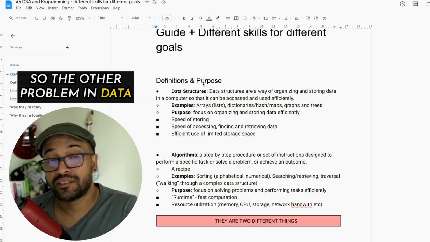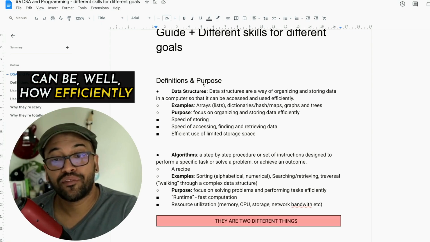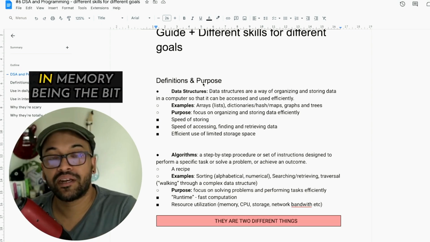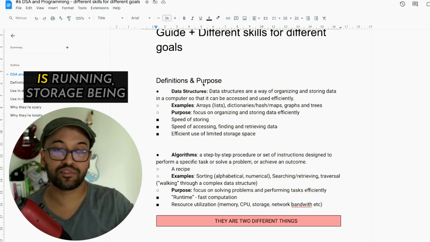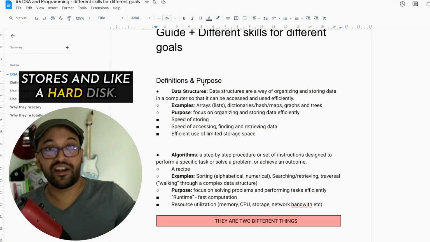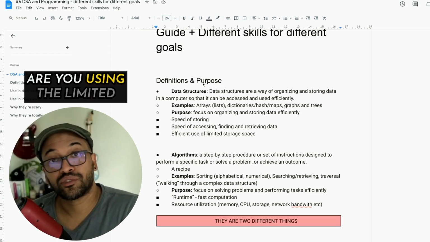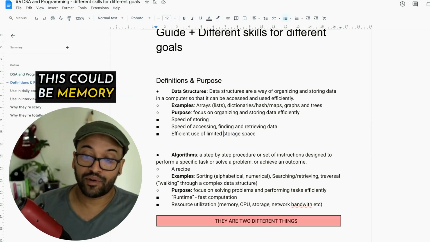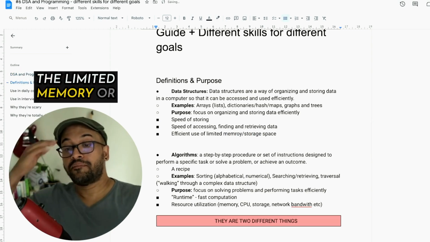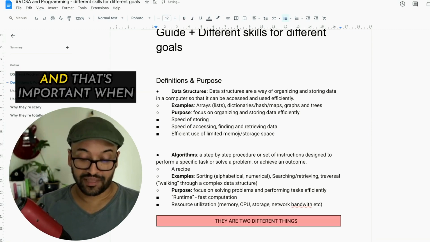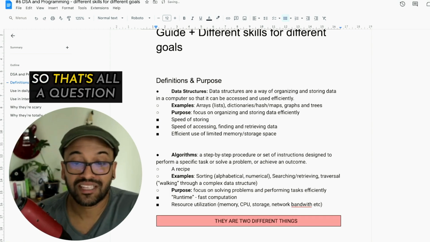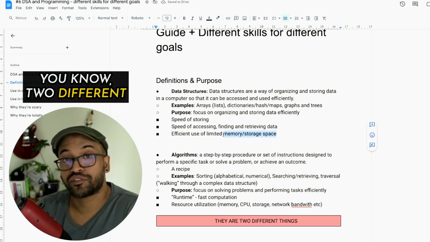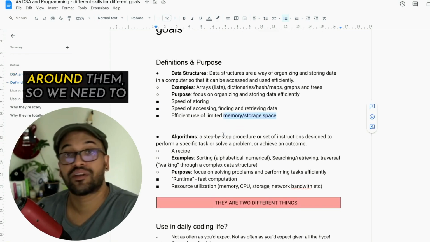The other problem in data storage and data structures is how efficiently we are using the computer's memory or the storage space. Largely memory, being the part that runs when the program is running, storage being the one that stores in, like, a hard disk. That's different. So how efficiently are you using the limited available memory or storage space, right? That's important when a program's running. So that's all a question of optimizing available resources. Memory and storage space are two different things, but they're resources and they're finite, there are constraints around them, so we need to know how to use them well.